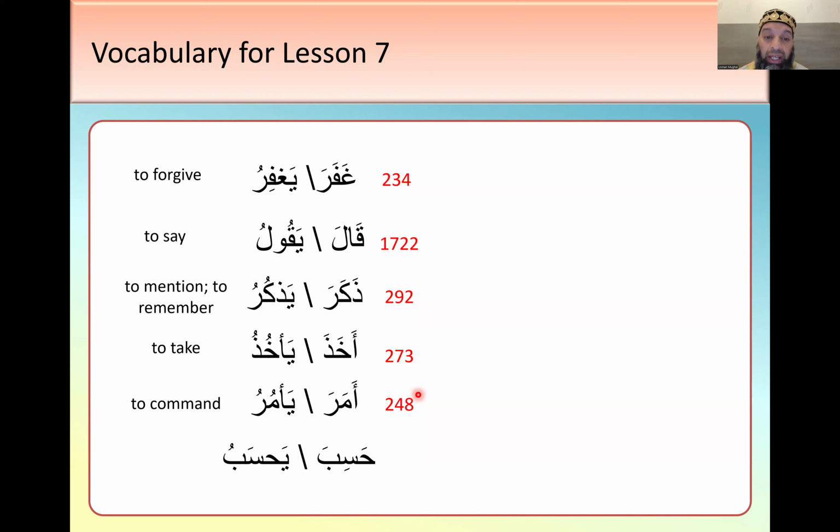Hasiba yahsabu. Excellent. To reckon, to think. Even in Urdu, when you're doing hisab, you're doing some thinking, some accounting. In the Quran, it's لا تحسبن الذين قتلوا في سبيل الله أمواتا. Do not think of those that have been killed in the way of Allah as dead. Nay, they are alive and they have provision. Rough translation.